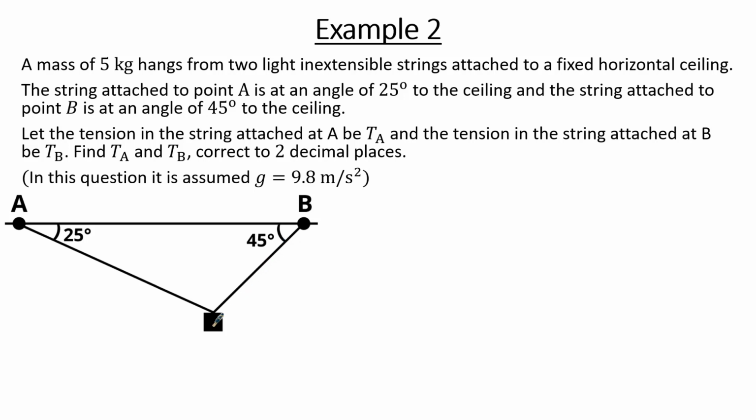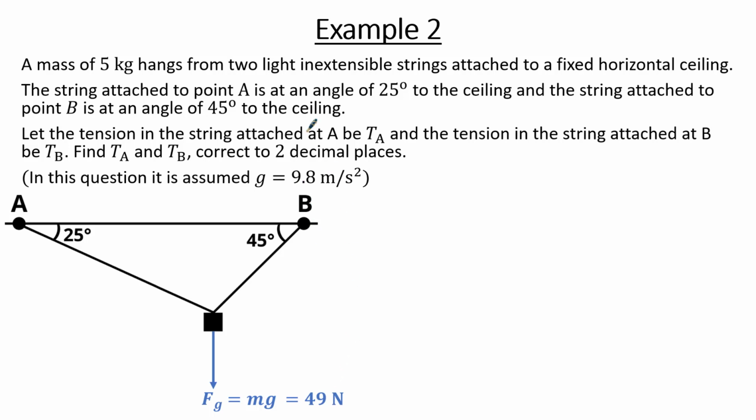Now if we consider the forces for this diagram, if we just start by considering the mass, we have gravity acting vertically downwards, so we have the force due to gravity, which equals mg. And in this question we're given that the mass is 5 kilograms and g is 9.8 meters per second squared. So substituting these, we have 5 multiplied by 9.8 equals 49 newtons.